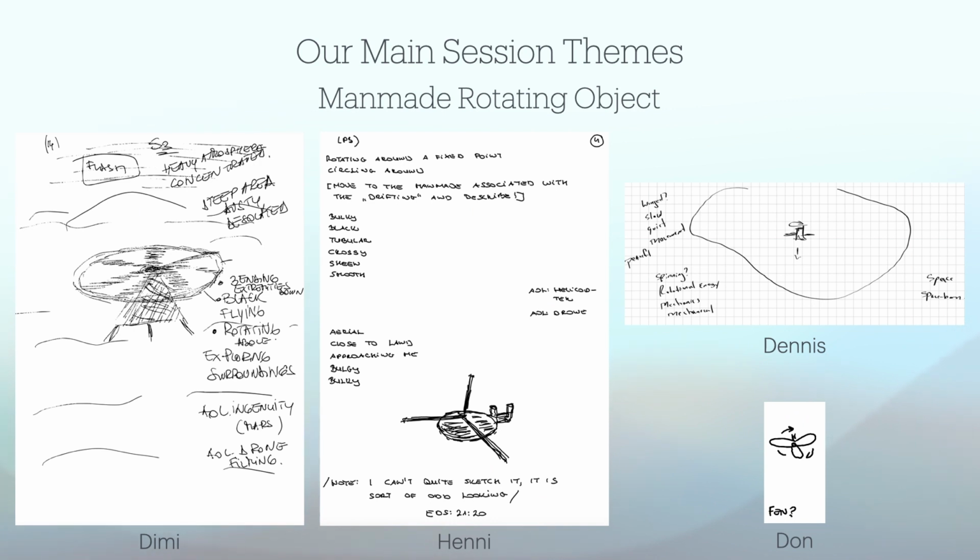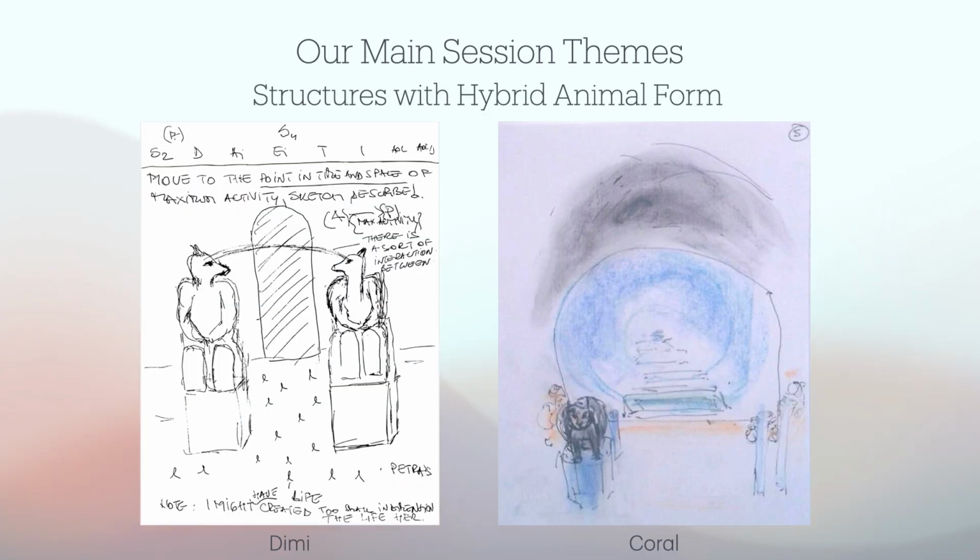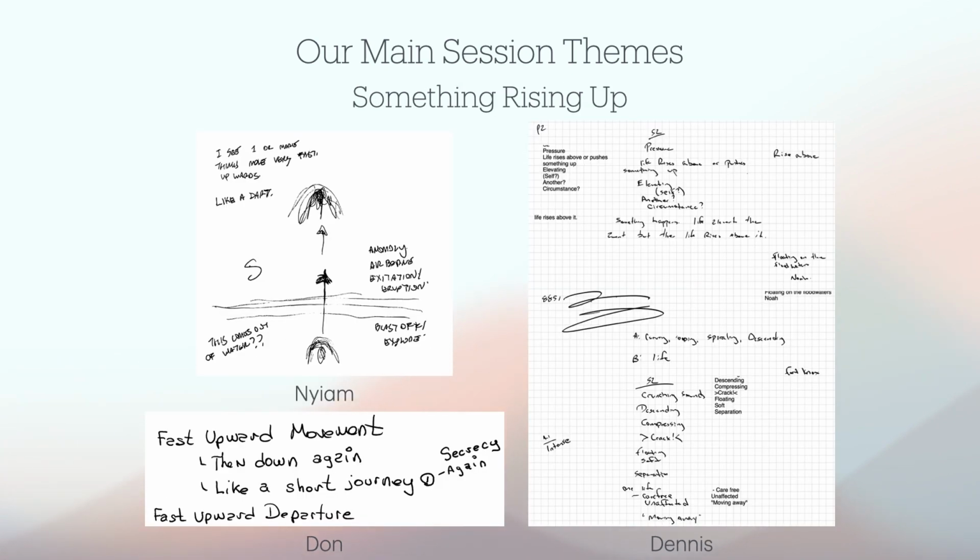Next, we have a man-made rotating object. Here we have an oblong man-made object. Our next theme is structures with hybrid animal forms. Something rising up.